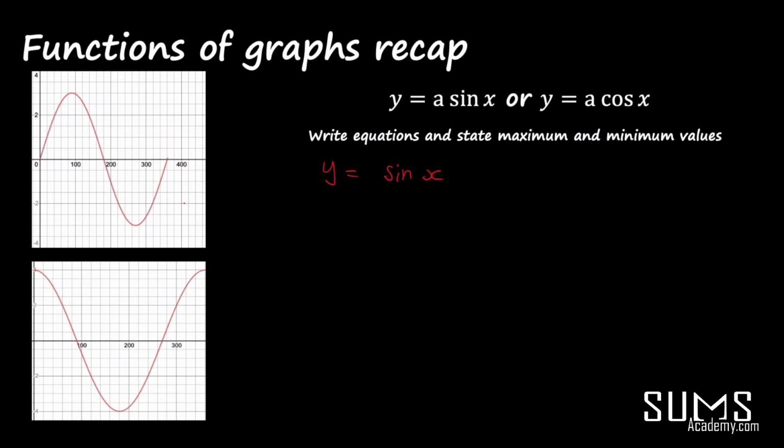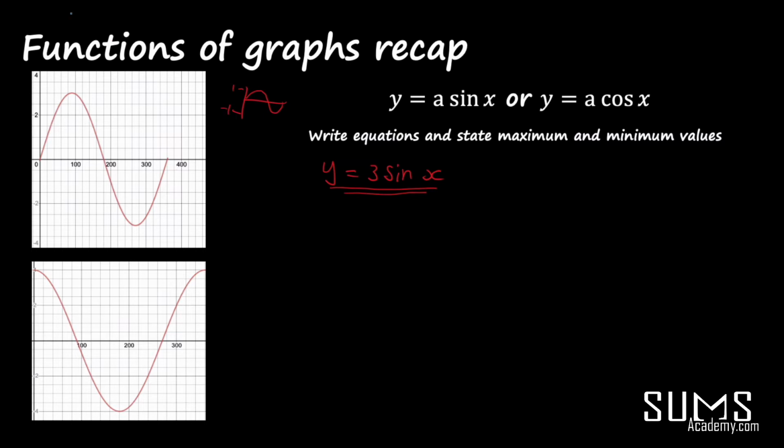But what will this a value be? Well, we can see that for a normal sine graph, it goes up to 1 and down to -1, right? But this one goes up to 3 and down to -3. So the amplitude of this is going to be 3. So that's your final graph there.